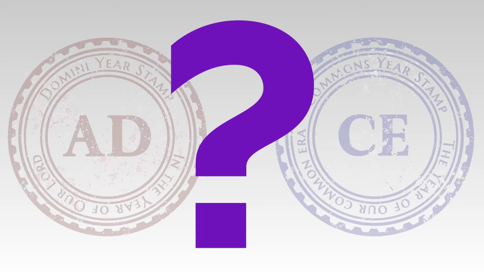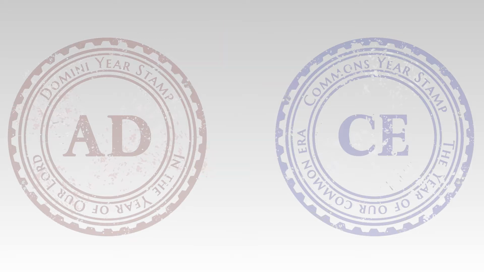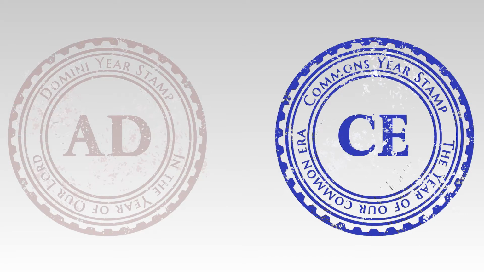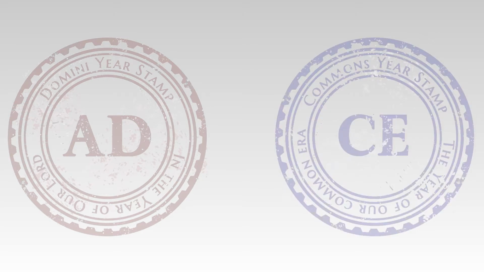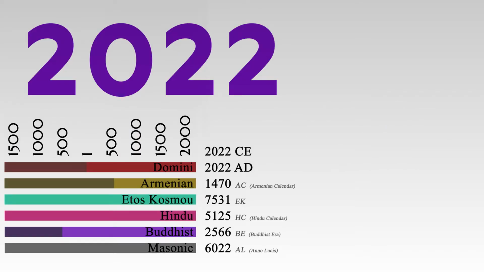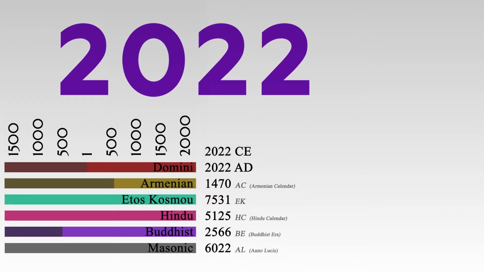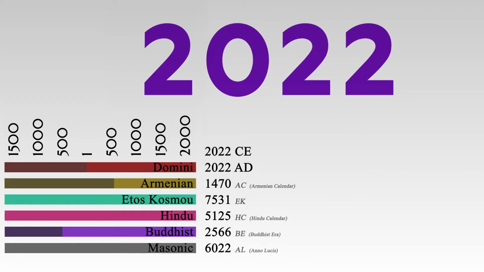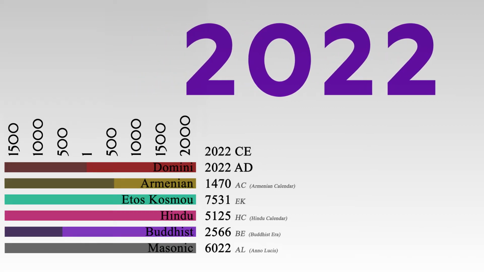So which of these year stamps is the correct one? Christians might say the Domini year stamp. Atheists and non-Christians might say the Commons year stamp. Surprisingly, neither one is correct. The sole purpose of the year stamp is to know the year in reference, and both the Domini and Commons year stamp do this well. So let's take 2022 as the referenced year. As you see, each numbering system points to 2022 in their own way. The only difference is the stamp.